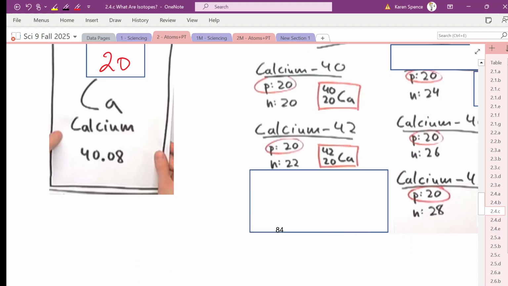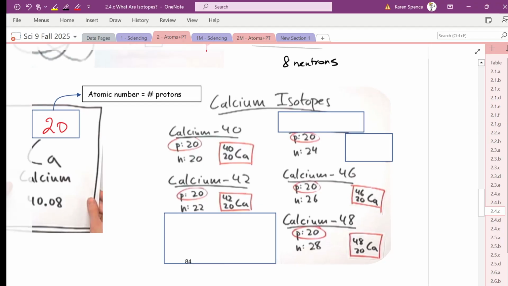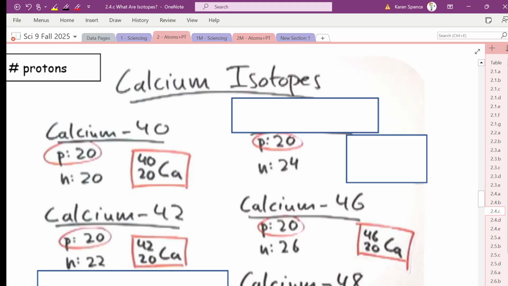All right, let's take a look at these here. We're not going to worry about that one because it's all blank. If you have 20 protons and 24 neutrons, what is the name of that isotope? Calcium dash 44. And its isotope notation would be Ca, what goes on top? 44. What goes on the bottom? 20. Very nice.